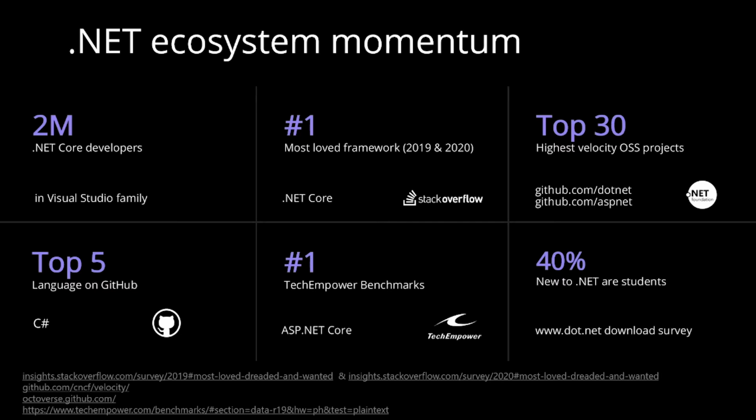And also the Cloud Native Computing Foundation tracks the highest velocity projects on GitHub, which they measure by the rate at which pull requests come into particular repositories and how many have been accepted.